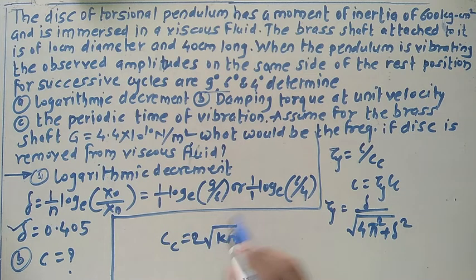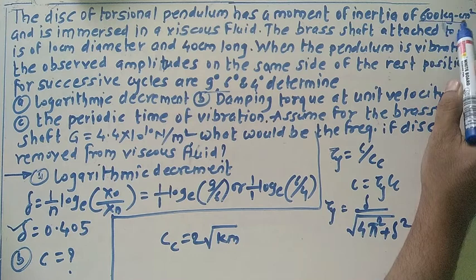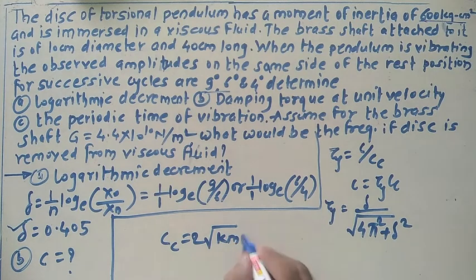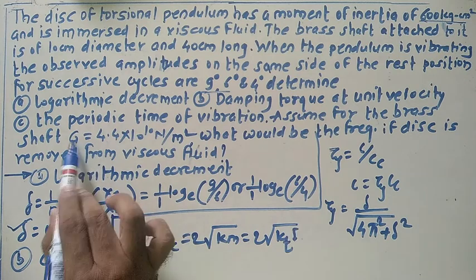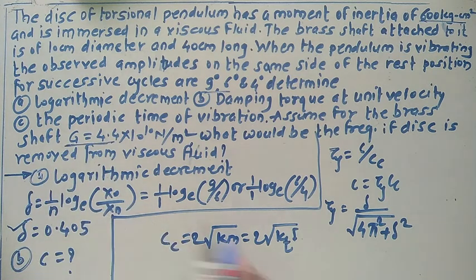The value for I, the mass moment of inertia, is given, so you have to modify this relation like this one, KT into I. Before that you need the value for KT. How can you get the value for KT? In the problem the value for G is given, so KT can be calculated with the help of this relation, G IP divided by L. Why is IP considered? Because the diameter and the length are given in the problem.